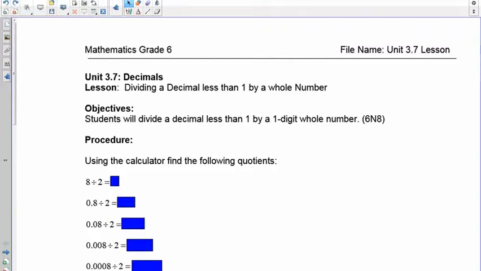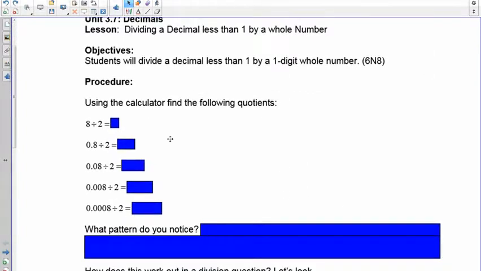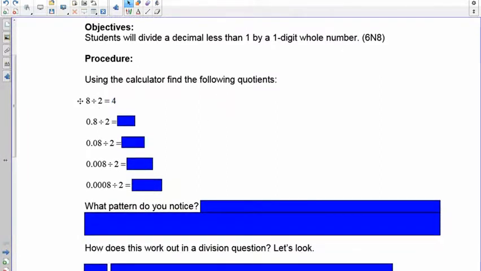Welcome to lesson 3.7. This time we're going to be dividing a decimal less than 1 by a whole number. Let's just see what happens. If I take 8 divided by 2, you know that I get 4. But now as the 8 starts to get less than 1, this becomes 8/10. Dividing it by 2, I still get half of it.